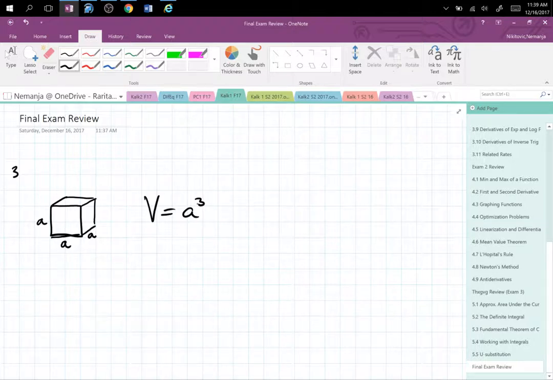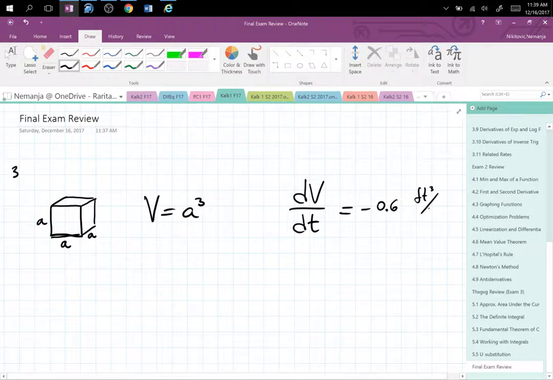So the volume of the cube decreases at a rate of 0.6. Great. They said the word rate, right? So the volume will decrease at the rate. This is the way to write the rate of the volume. And they say decreases, so it's going to be negative 0.6. And they say feet cubed per minute.